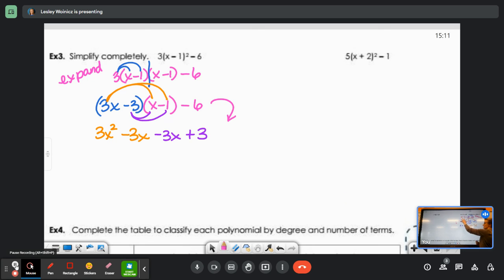What got brought down every single time? Yeah, so I have to bring it down one more time because I'm about to combine like terms. So when I combine my like terms, I have these like terms and these like terms. I have linear terms to combine and constants. So that gives me 3x squared minus 6x. And what is that, minus 3? That's it.